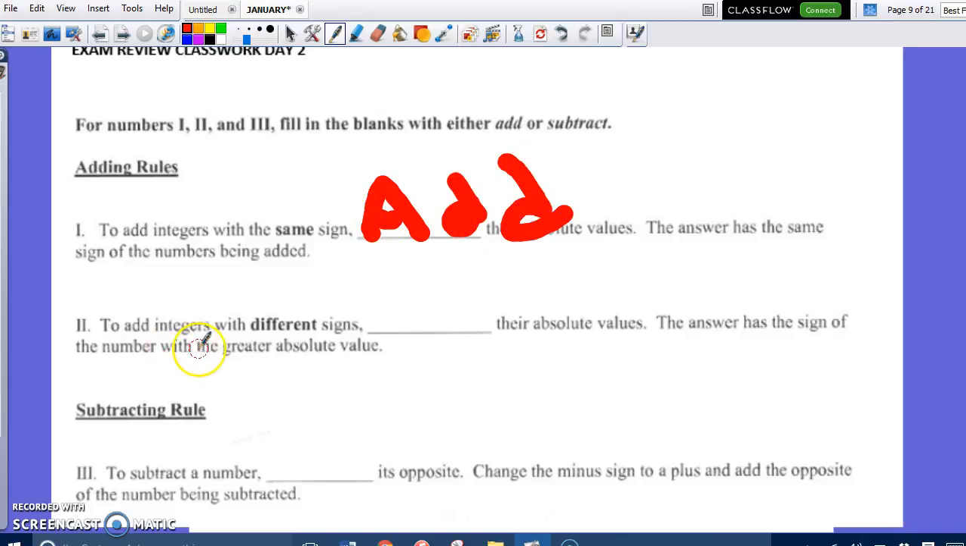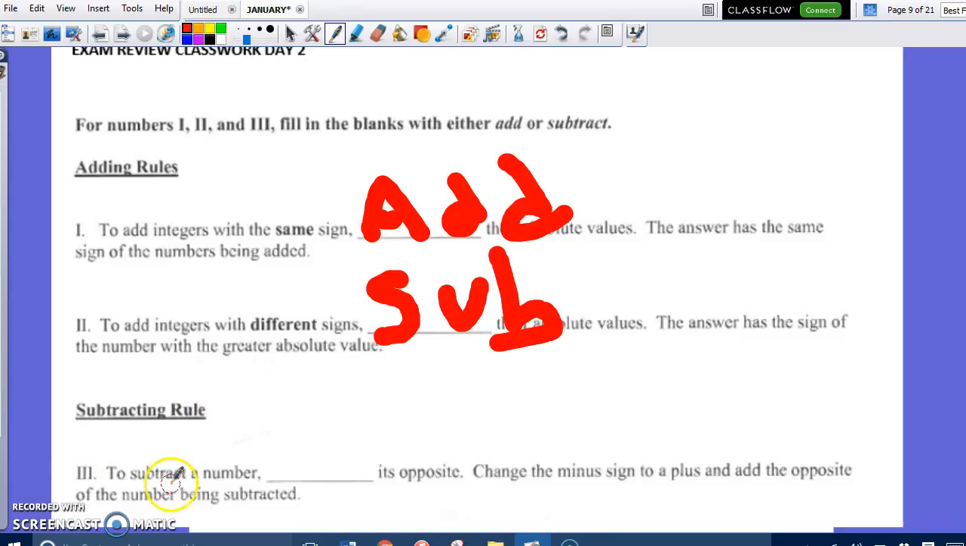Lauren, to add integers with different signs, blank their absolute values. So when you have a positive and a negative. All right, here we go. So to add integers with different signs, yes, we need to subtract. Subtract. There you go.